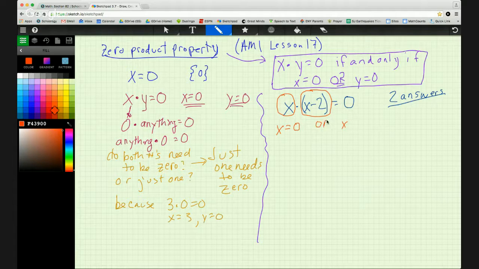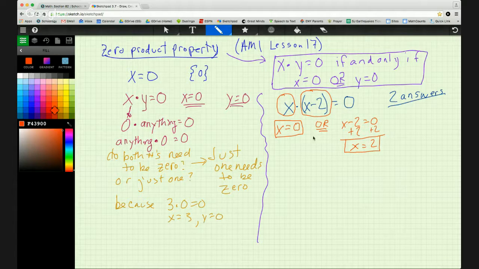So let's be really clear and write this out. When does x equal 0? Well, x equals 0 when x is 0. So that's our first answer. And when does x minus 2 equal 0? Let's solve the equation. We see that x minus 2 is 0 when x equals 2. So notice, it's an or. This is true when x is 0 or x is 2.